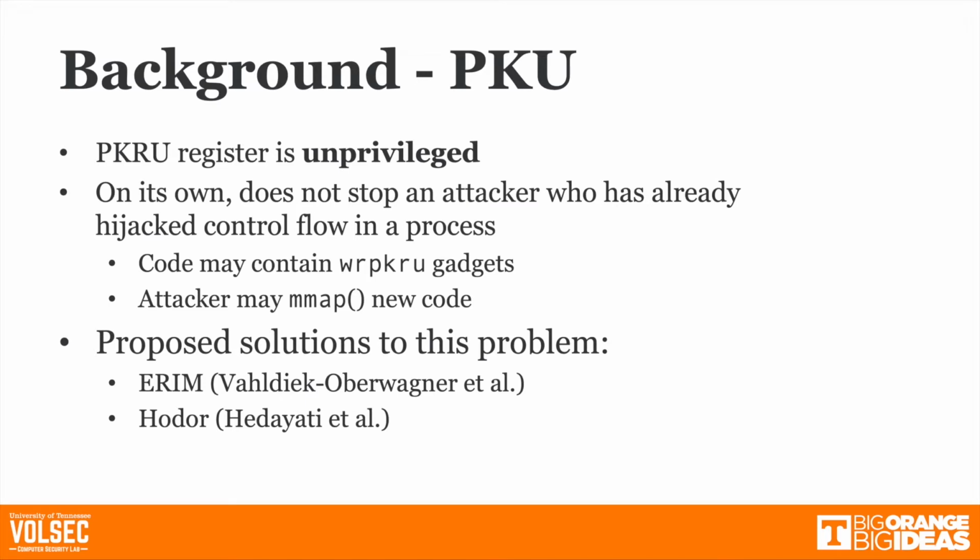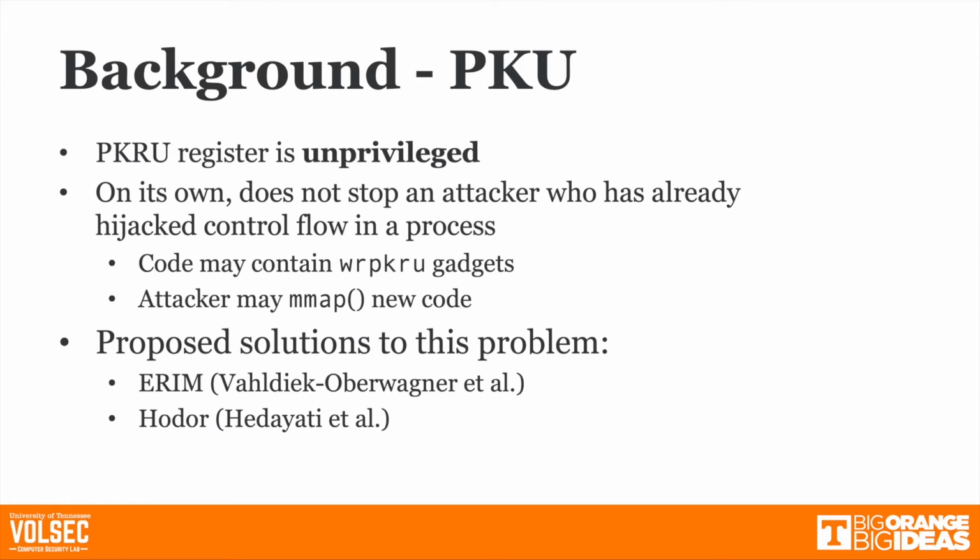So since this new register, the PKRU, is unprivileged, user space code is free to modify it using the write PKRU instruction. And this means that on its own, the PKU access controls cannot stop an attacker who has already hijacked control flow. This is because the code in the process may already contain write PKRU gadgets, and an attacker just has to jump to that gadget and can modify the PKRU freely. And once they control that register, of course, they can just grant themselves access to each memory domain as needed.